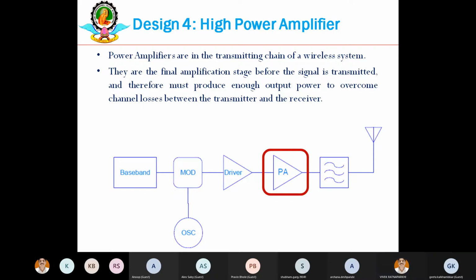So it is required that, since this is the important block and the signal will be transmitted by antenna towards the receiver, the power amplifier must produce enough output power so that channel losses between transmitter and receiver can be easily overcome. So the power amplifier's first requirement is that it should produce as much output power as possible.